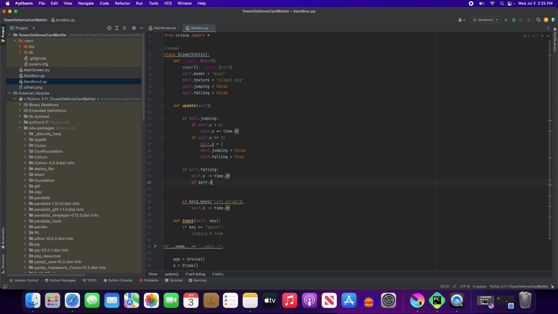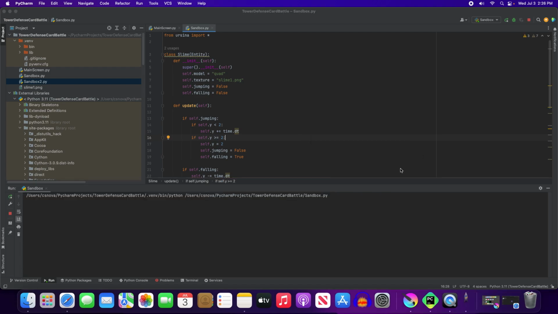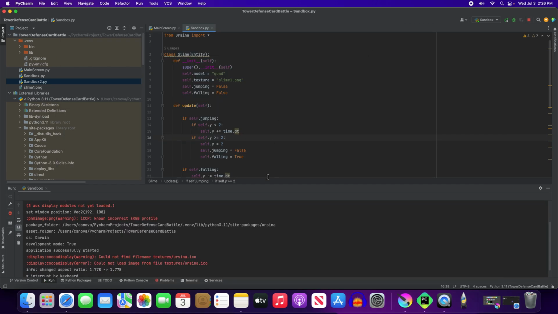If self.y is less than or equal to 0, then let's make it exactly 0, and we will do falling is now also false. So in theory, if I did everything right, when I run this and I press the space bar, I'll just go up and then down. So can move left, up. Yeah, didn't do anything. Let's see what I did wrong.